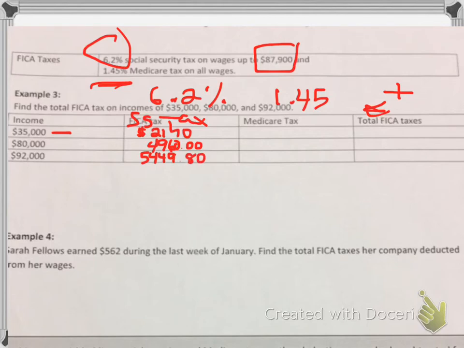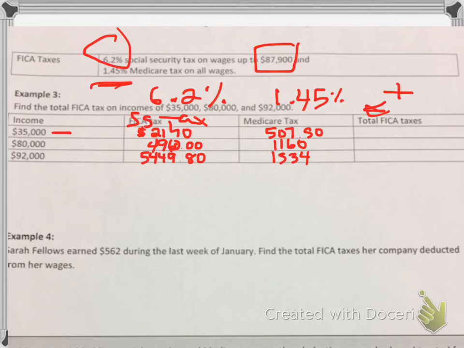Now I'm going to move over and do the Medicare tax, which, like I said, we're going to multiply by 1.45%. On our calculators, we can just use that percent key. So on the first problem, we're doing $35,000 times 1.45%. And when I do that, I get $507.50. And then I'm going to go down this column just because that's the way I want to do it. So I'm going to do 80,000 times 1.45%. That's $1,160. And then I'm going to do 92,000 times 1.45%. And I get $1,334.